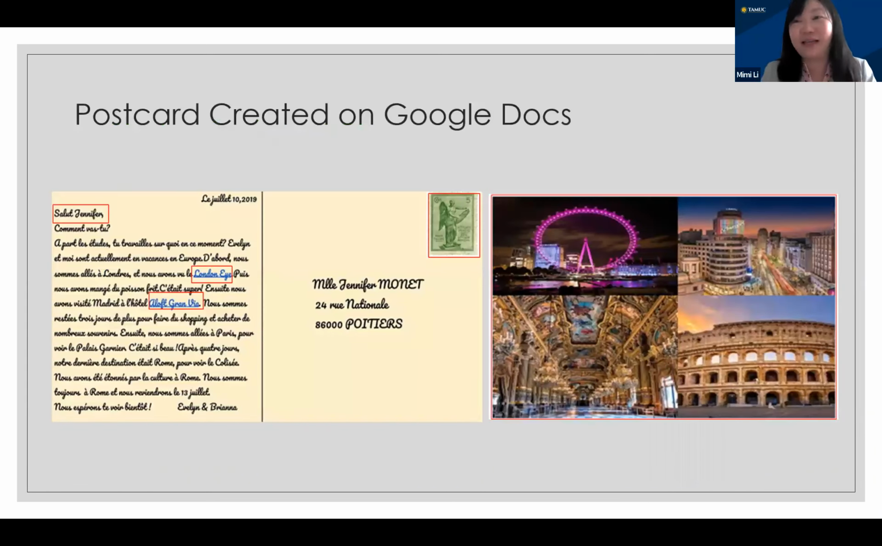So this is a postcard created on Google Docs. You can see the students get a chance to use multiple semiotic resources, right? Such as these beautiful visuals, the images, and also the texts for sure, as well as some hyperlinks.